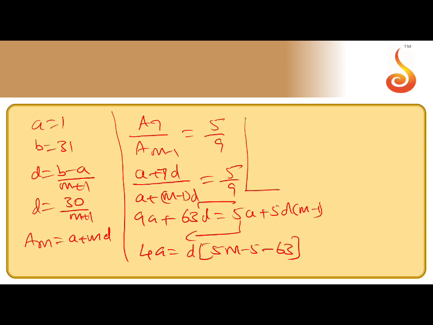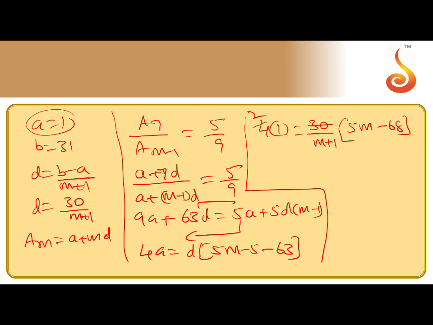So now we are going to substitute the values of a and d. What is the value of a? A is 1. That is 4 into 1 equal to the right side. D is 30 by (m + 1) into (5m − 68). Possible to cancel: 2, 2s are 2, 15 cancel. Cross multiply: 2m + 2 equal to 75m minus 15 into 65. 15 into 65 is 1020. You can calculate yourself later.